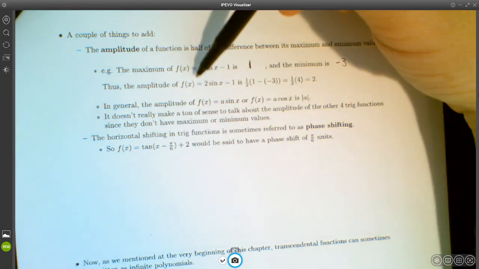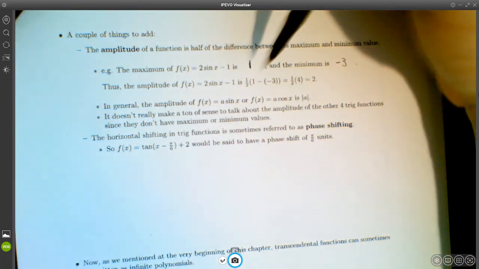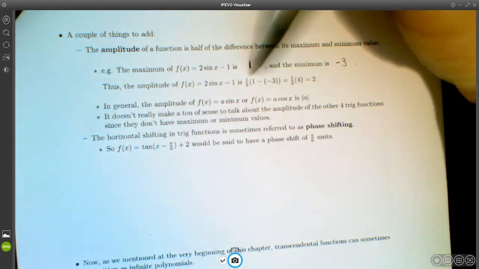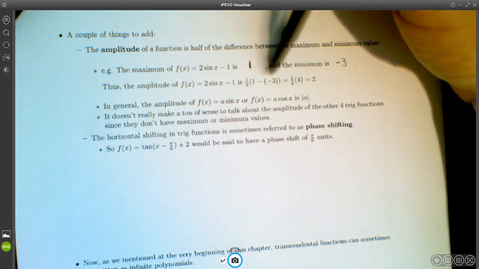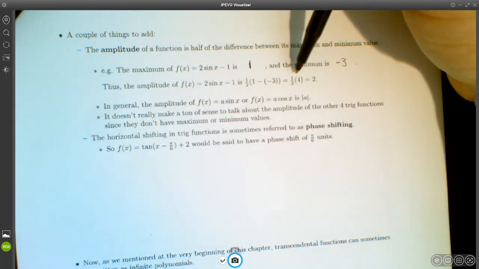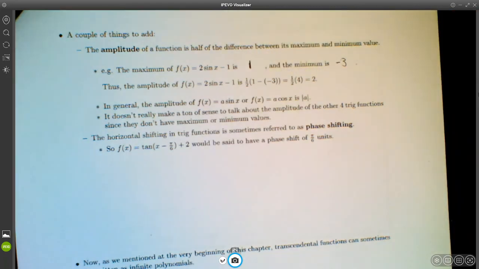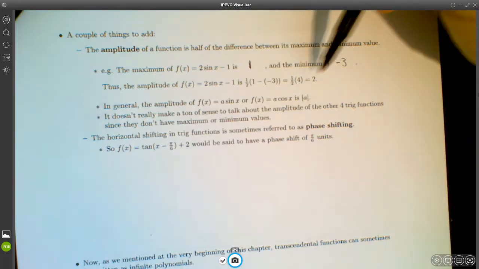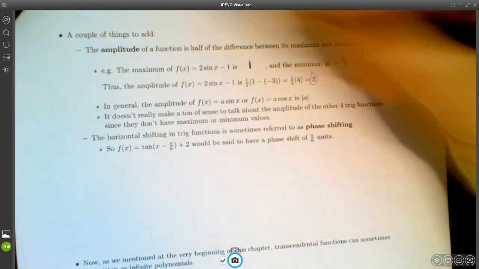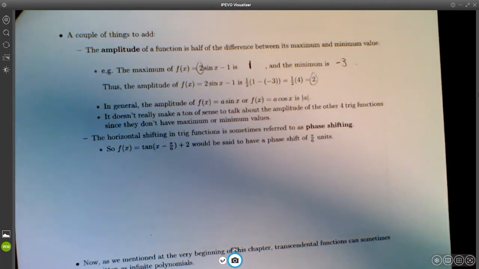Thus, the amplitude of 2 sine x minus 1 is half of the distance between negative 3 and 1, right? So 1 minus negative 3. That's 1 half times 4, which is 2. Now, what you'll notice is that this is the same thing as the coefficient, and that's not a coincidence.